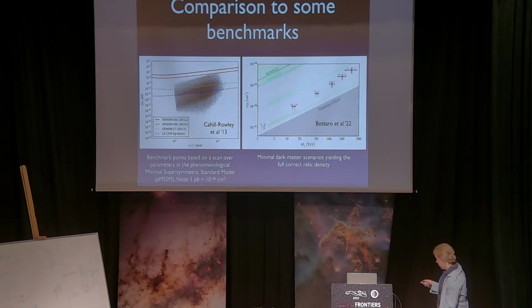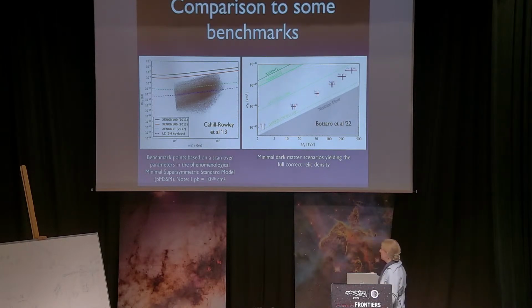So this is an analysis of some models within the phenomenological minimal supersymmetric standard model back in 2013. Each of these points represents a point in parameter space. And again, this is a specific restriction of the minimal supersymmetric standard model. This doesn't capture all possible SUSY models. This captures just a subset.